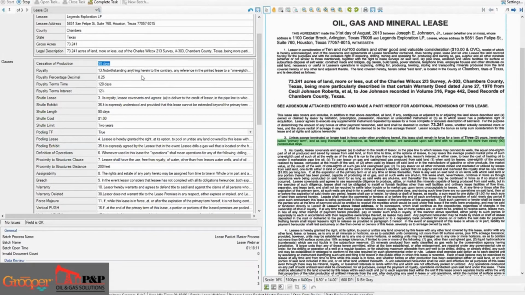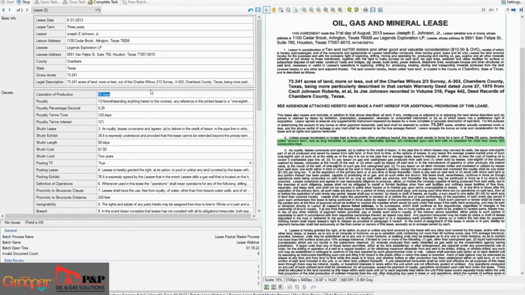This one is a cessation of production. You'll notice this is not an entire paragraph. It's just a portion of a paragraph. We can see that we have a 90 consecutive days, right? So 90 days for our cessation of production versus our royalty clause.